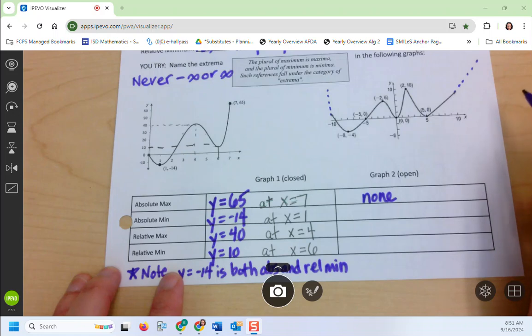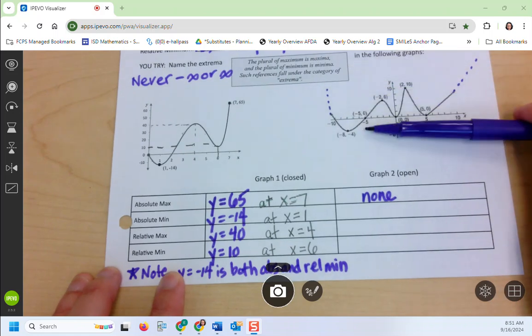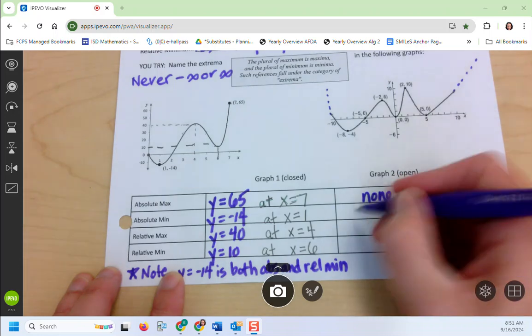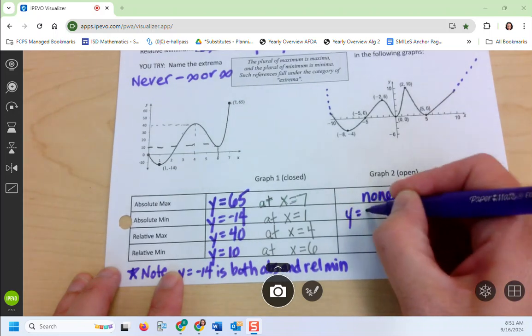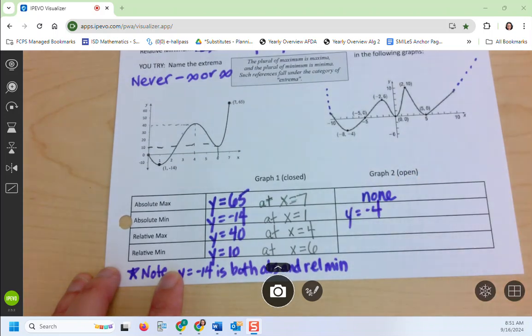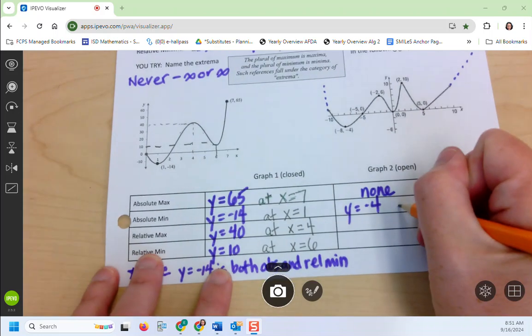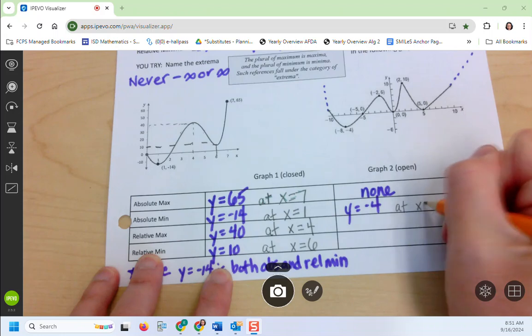Absolute minimum, what is your lowest y value? Negative 4, good. So y equals negative 4 is your absolute minimum. And then the location is at x equals negative 8.